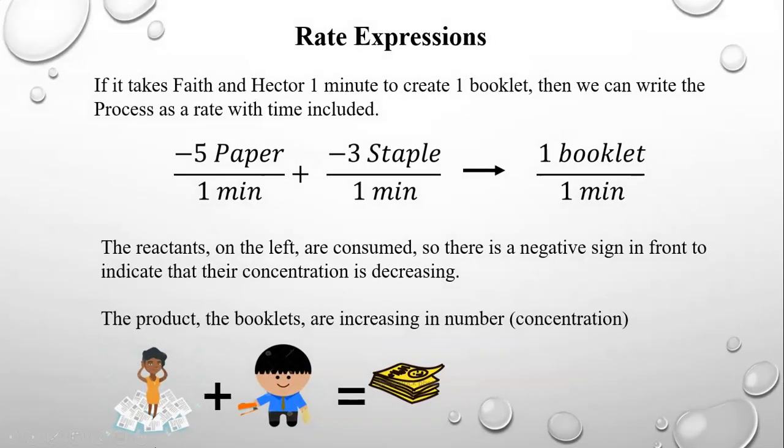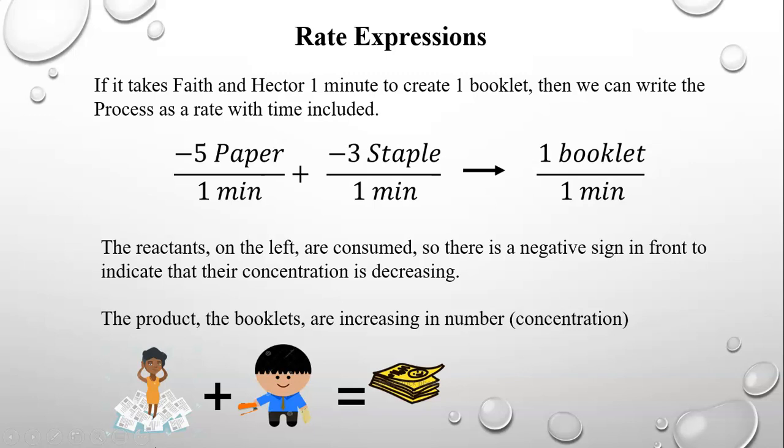If it takes Faith and Hector 1 minute to create 1 booklet, then we can write the process as the rate with time included. So let's say it takes 1 minute. So that means each of those things is going to happen in 1 minute. 5 pieces of paper is going to be consumed, and so it's a -5 because it's being used up. 3 staples are going to be consumed. It's a -3 because they're being used up. And it's going to produce over on the right-hand side 1 booklet. That's positive because that's being produced.